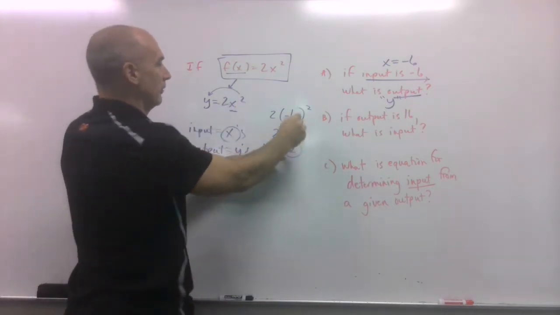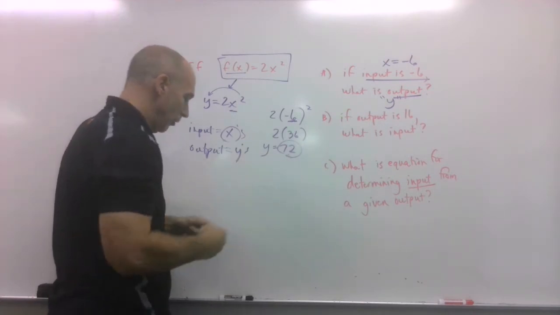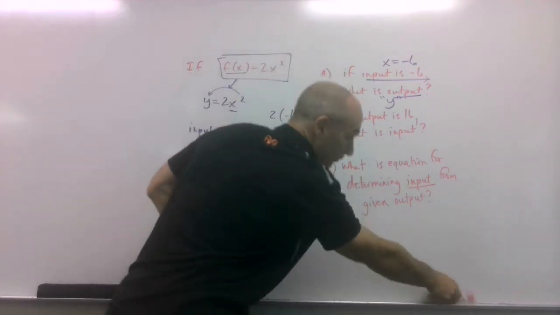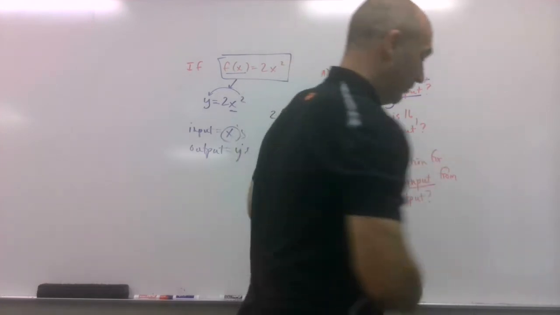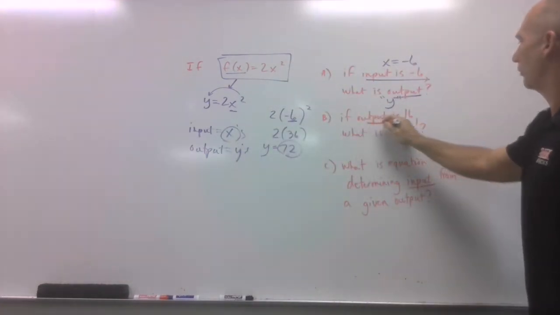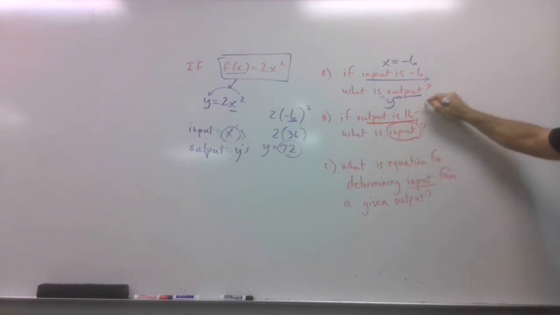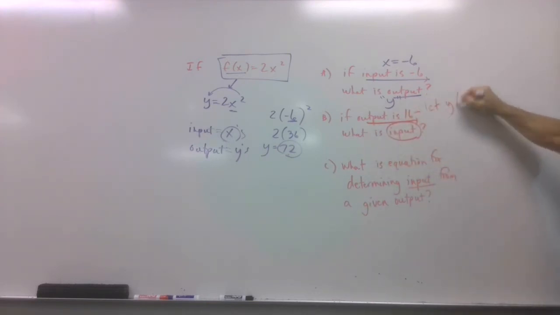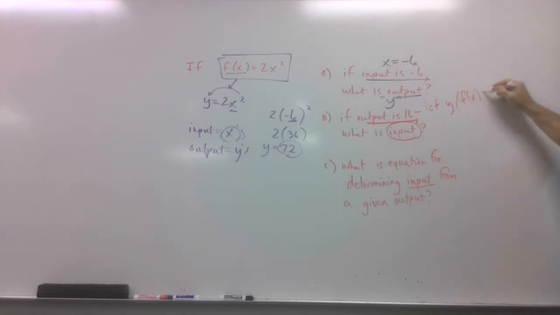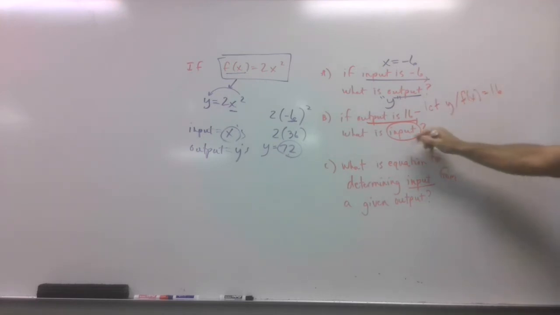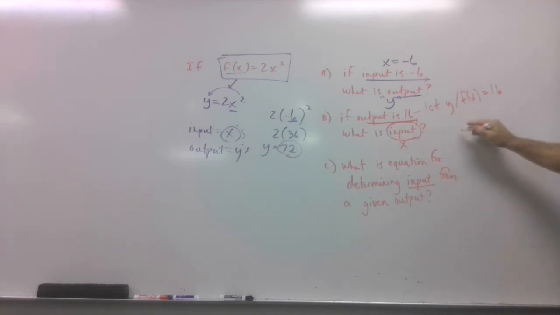Our input was -6. Now they're going to come at you a little different. If they're saying the output is 16, what is the input? So they're saying let y, which is the same thing as f of x, equals 16, and find x. So we go, okay, 16 equals 2x squared. And now we're going to divide by 2, divide by 2. We get 8 equals x squared.